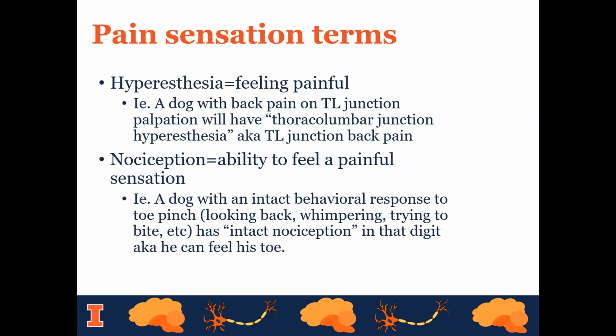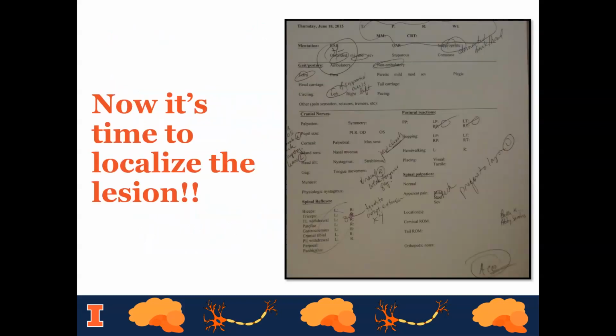So when we think about pain sensation terms, we think about hyperesthesia. This is just feeling painful in general, or that sensation of being uncomfortable. So when we talk about a dog who has back pain, that pet has hyperesthesia over the back. And that is compared to nociception, which is the ability to feel a painful sensation. So this is the case where a dog might have an intact behavioral response to a toe pinch, which tells us that they have intact nociception, compared to that little lab mix we saw who had absent nociception or absent deep pain with a very hard hemostat pinch.